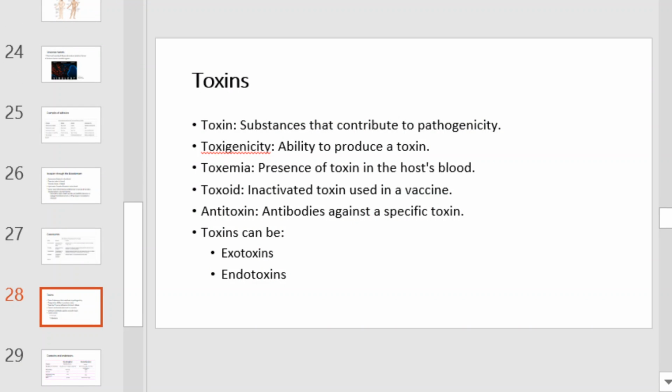Toxins. Toxins are substances that contribute to pathogenicity. Toxigenicity is the ability to produce a toxin. Toxemia is the presence of toxin in the host's blood. A toxoid is an inactivated toxin used in a vaccine. Antitoxin is antibodies against a specific toxin. Toxins can be exotoxins or endotoxins.